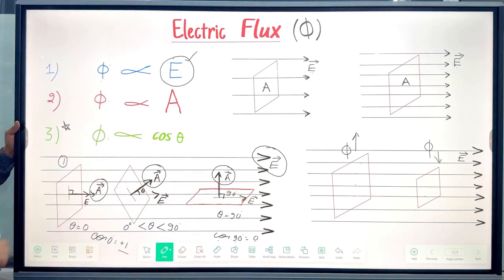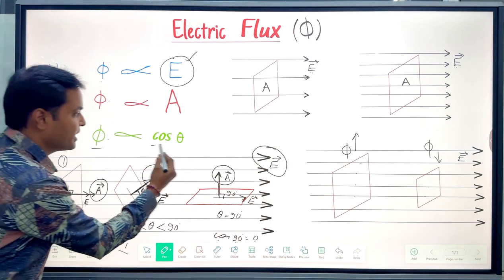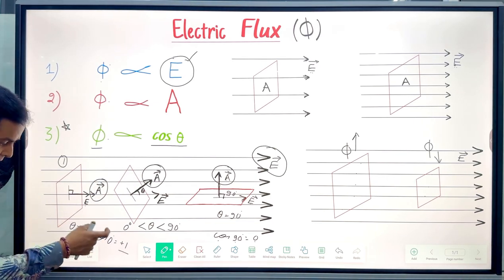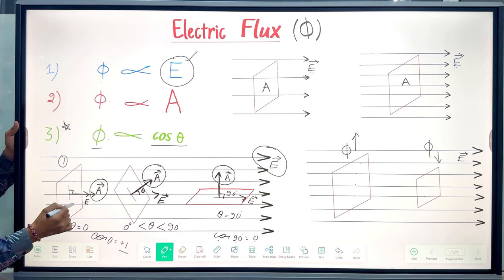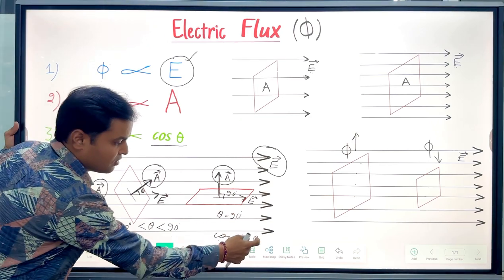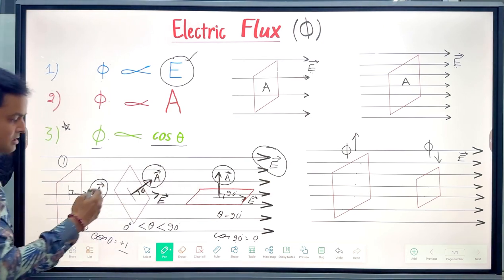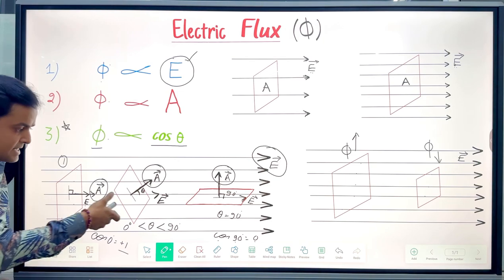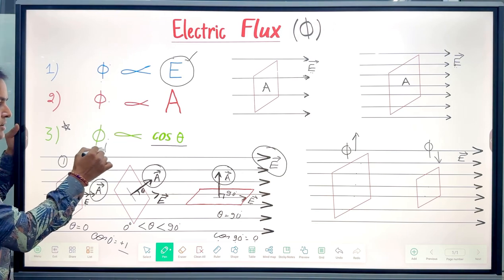By using these three diagrams and the value of cos, we can understand how electric flux is proportional to cos theta. When the angle is 0 degrees, the value of cos is maximum. In this diagram, the maximum number of field lines cross the area. When the angle is 90 degrees, the value of cos is 0. No electric field line crosses the area. Between these two cases, there is a general case in which the angle is acute. As the angle increases, the value of cos reduces, the number of field lines also reduces, and flux reduces.